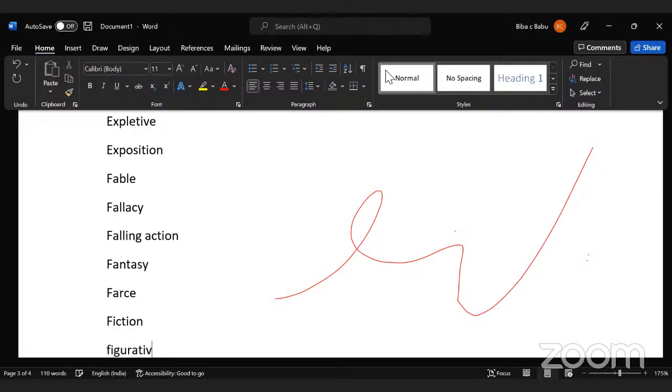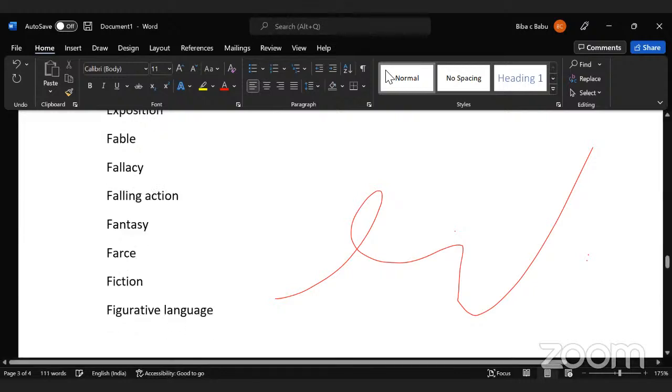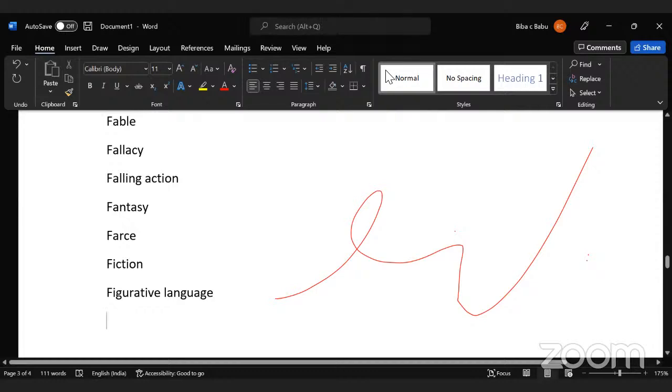Next is figurative language. Figurative language is language or words that do not mean exactly what they say. For example, when someone is very angry, you say they're steaming. Actually, steaming is not correct, right? When you steam something, steam comes out. When a person is steaming, no smoke is coming out of the person, but still we use the term steaming to say that person is very angry. That is figurative language.